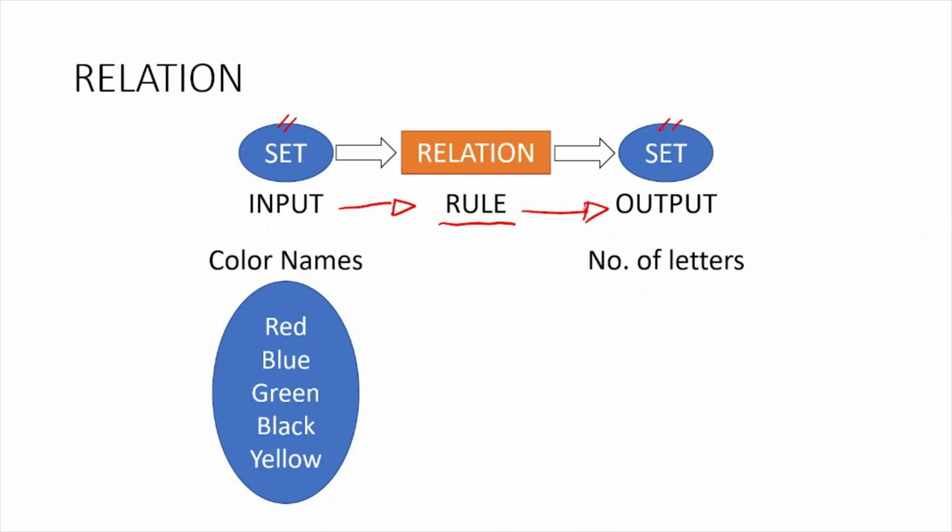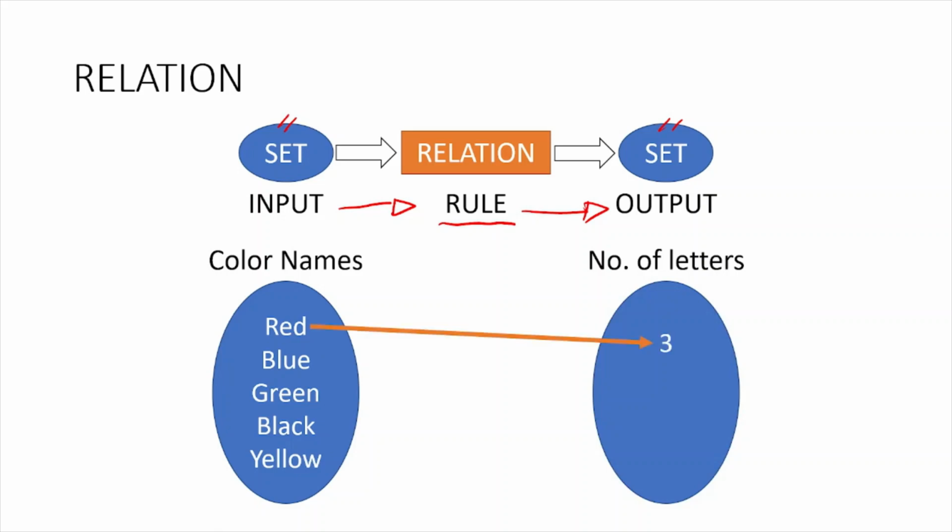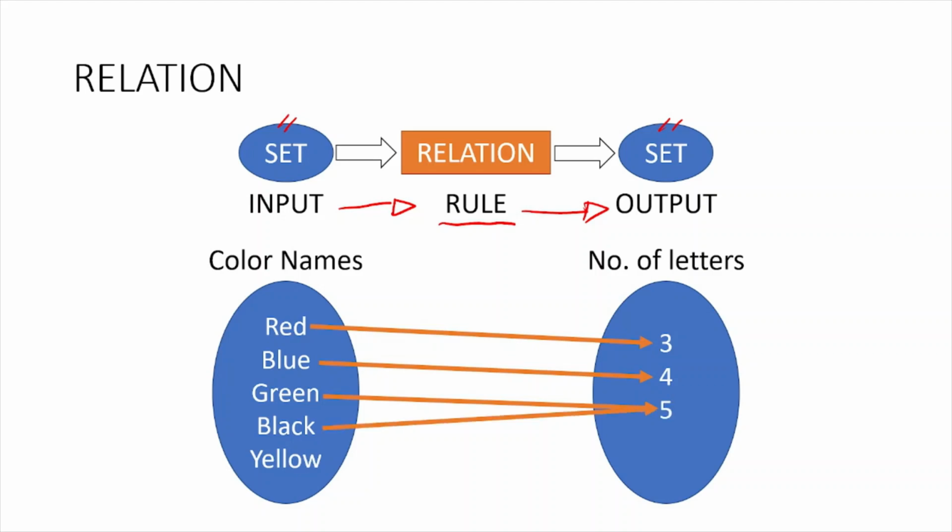Okay, so in this case, red has 3 letters, blue has 4, green has 5, black also has 5, and yellow has 6 letters. All right, so we now have a relation. In this particular example, we associated each color or color name with its corresponding number of letters.